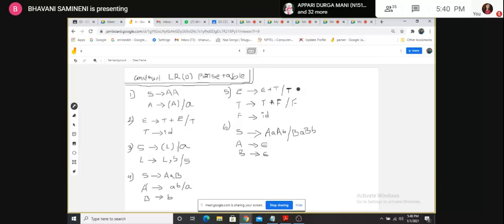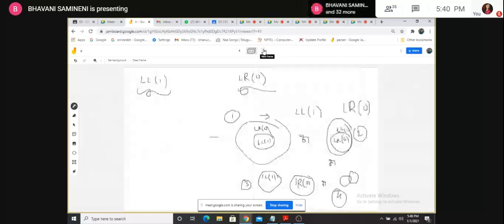And one common example will be there, like this one. For some problems you will get more states.